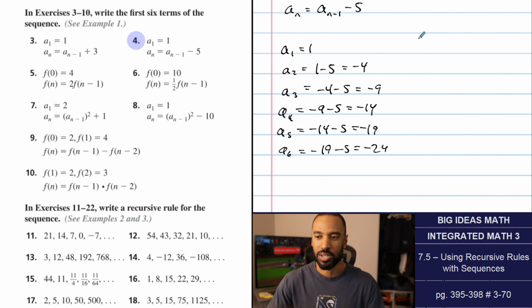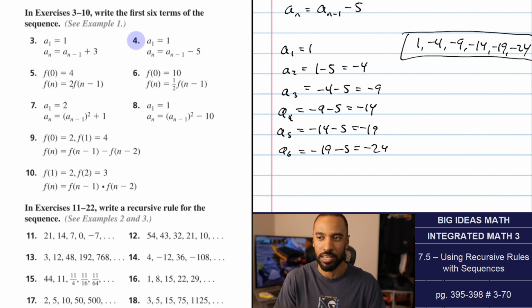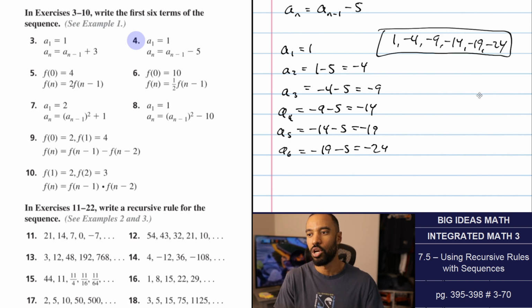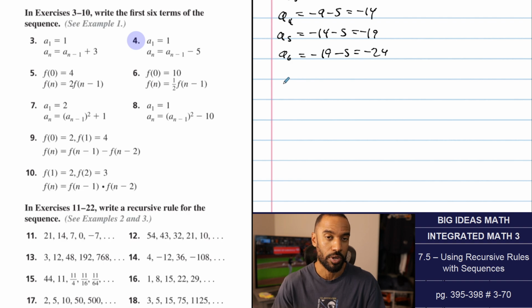So hopefully you're getting the gist on how this thing will come into play, at least when it comes to how the rule is written and why it's used the way that it is. From here, we can go significantly faster once you recognize that's your first term, that's your common difference, or that's your first term, that's your common ratio. And I intend on going faster, specifically for the IM3 crowd.